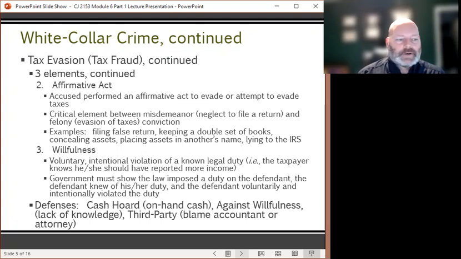Some defenses to tax evasion are what's called the cash hoard, where the defendant has a substantial amount of cash on hand, or underestimates the amount of cash they have on hand, or doesn't know how much cash they have on hand. And against willfulness, a defense is the defendant simply states they had a lack of knowledge that the taxes were underreported. And then they can also use a third-party defense. They can blame their accountant or attorney for preparing the returns that underreported income.